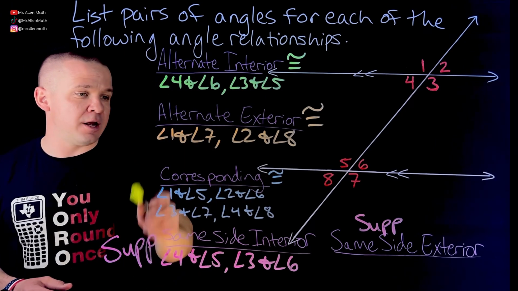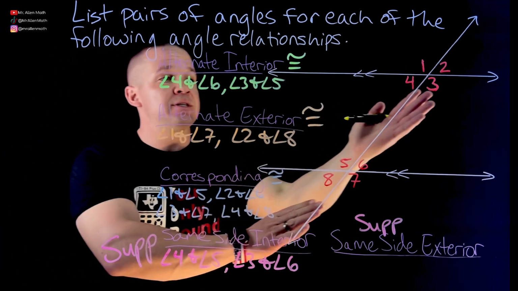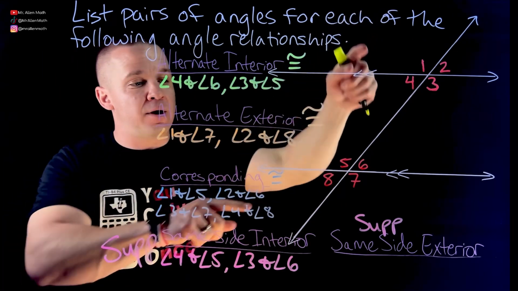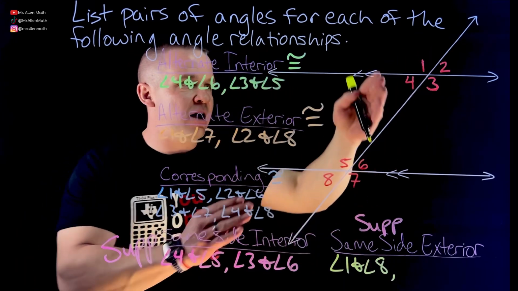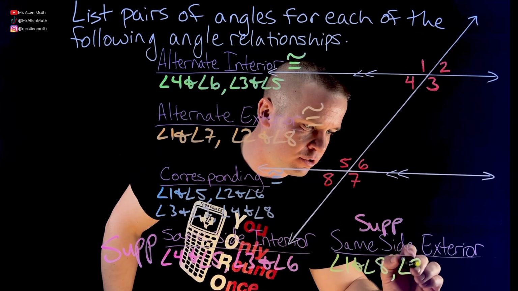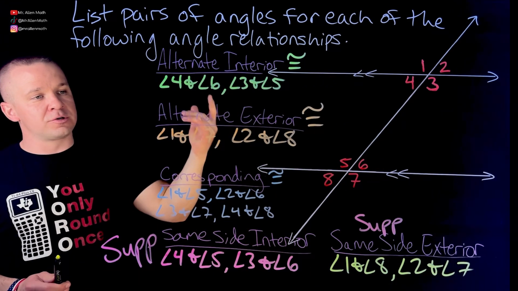All right, last one here. One more color. We got same side exterior. Well, those are going to be on the same side of the transversal, but on the exterior of our parallel lines. So 1 and 8, angle 1 and angle 8. And then I have angle 2 and 7. So 2 and 7. There we go, guys. Got all my pairs. Those are also going to be supplementary.